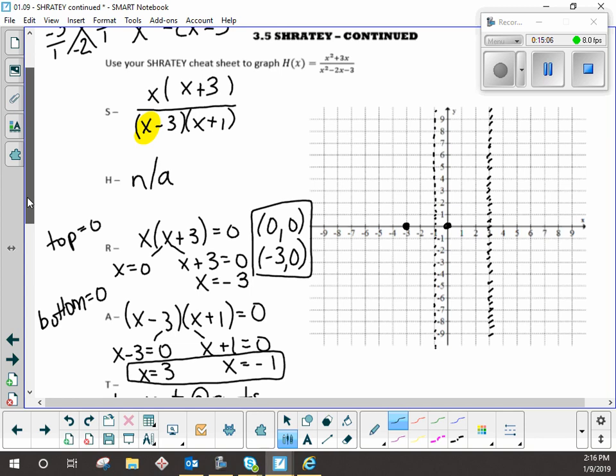X plus 3 gave me this other root. Does it have an even multiplicity? The x plus 3? No, right? It's not squared. It's not to the 4th. It has an odd multiplicity. So I know the graph is going to cross at that root.